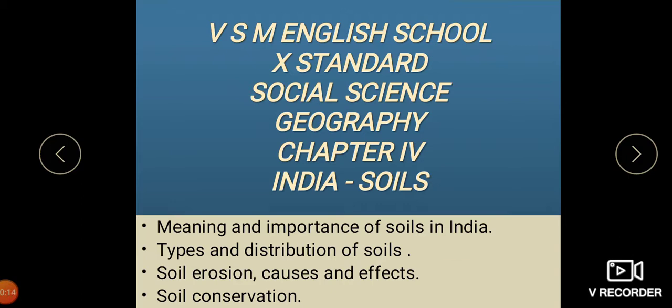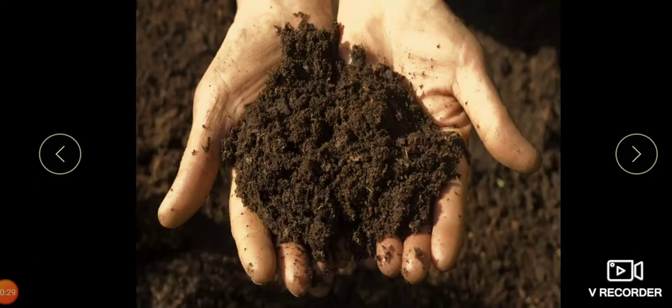So the main learning objectives of this chapter are that we'll be knowing the meaning and importance of soils in India, the types and distribution of soils, soil erosion, causes and effects, and soil conservation. So this is soil.